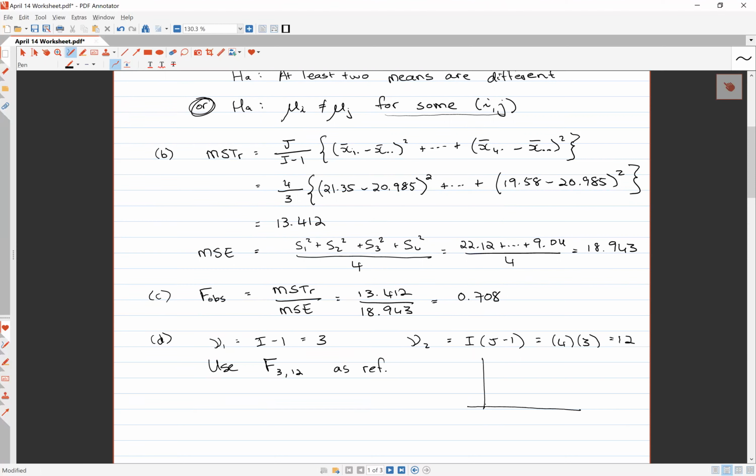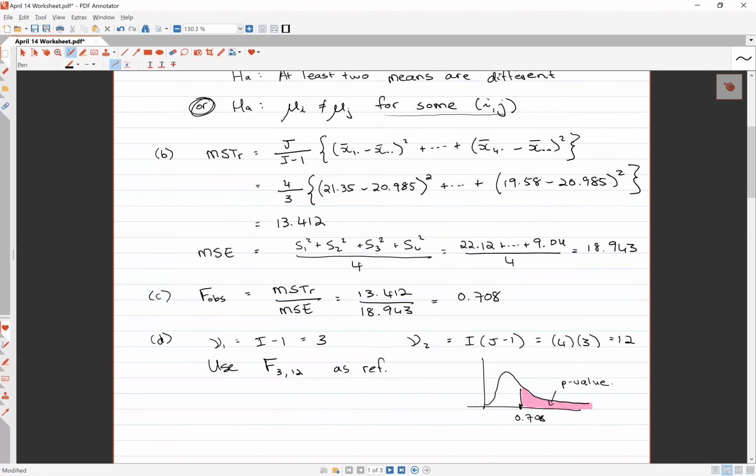So if we picture this, we have this strictly positive skew distribution. We have a value 0.708, and our p-value for an ANOVA is always the exceedance or the tail probability. So we want to know what the total area in the tail is, that's our p-value.